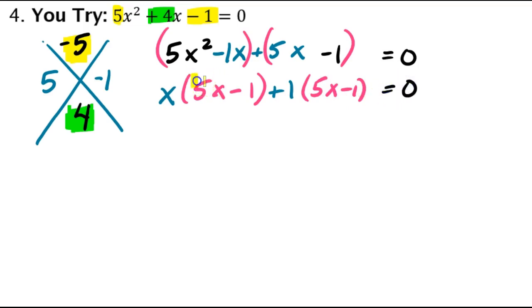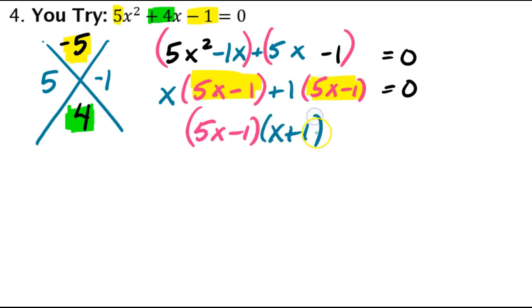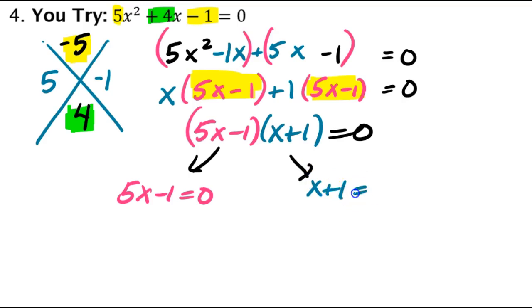Now I have my 2 sets of parentheses that match, so I know that I did things correctly. So I have 5x minus 1 as half of my answer, and then the other half would be x plus 1. All right, now we're at the point where that equals 0 really matters, because we're going to split it up and set each set of parentheses equal to 0. So I have 5x minus 1 equals 0, and then I also have x plus 1 equals 0.